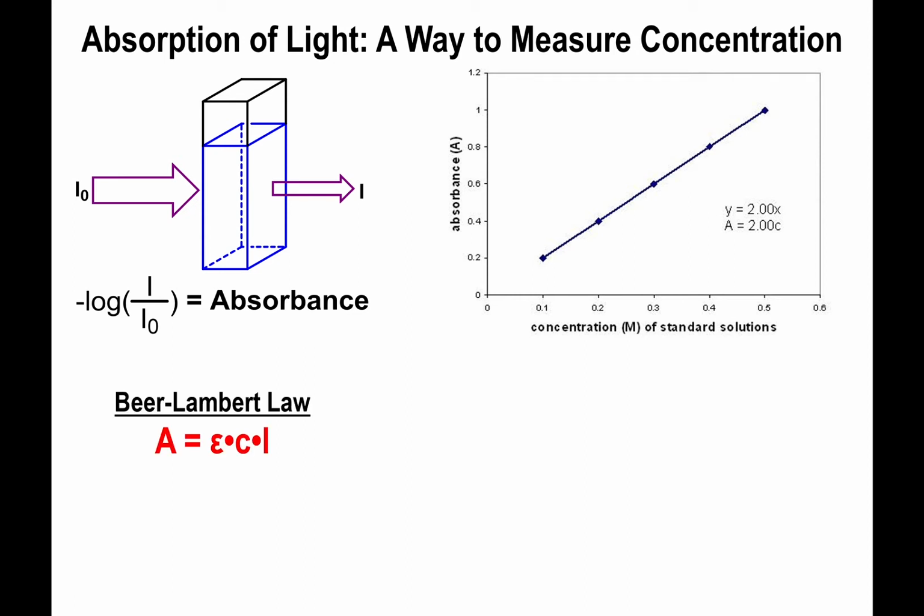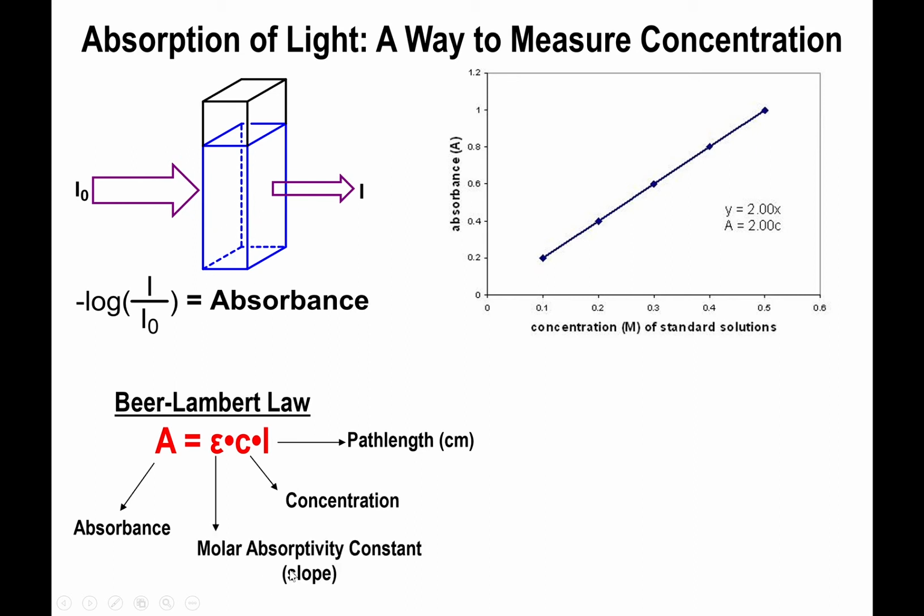And this is what we call the Beer-Lambert law, represented here by this equation, where A stands for the absorbance, C stands for the concentration, L is the path length in centimeters, and specifically that's the length of this cuvette that holds the volume of the solution. And then epsilon is known as the molar absorptivity constant if the concentration is molarity. If the concentration is something else, this is simply the absorptivity constant.